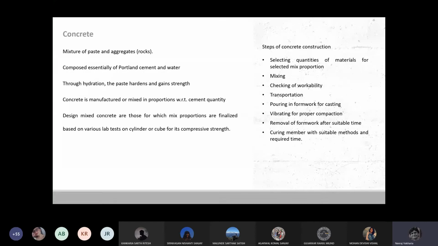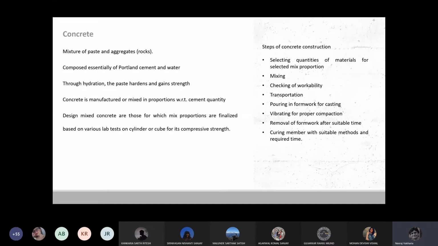Selecting quantities of material for selected mix proportions, mixing them, checking the workability tests, then transportation, pouring in formwork for casting on site, vibrating for proper compaction, then let it set on site, and then removal of formwork after suitable time, and then curing the member with suitable methods and whatever time is required for different members. So this is our general process.